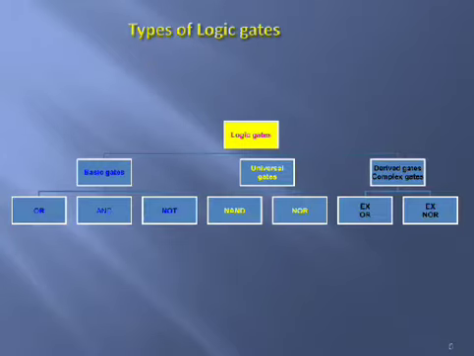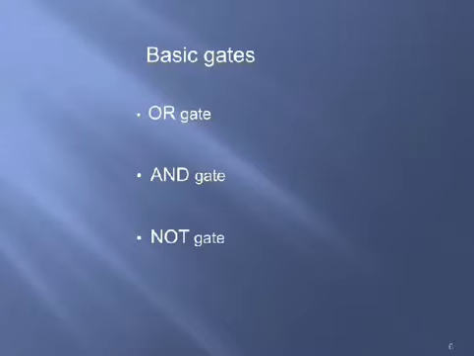Next we will mainly concentrate on basic gates in this lecture. The other gates we will discuss in further lectures. First we will concentrate on basic gates. In that, OR gate, AND gate and NOT gate are the three basic gates available for the implementation of any digital circuit.